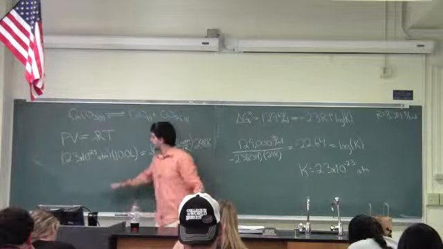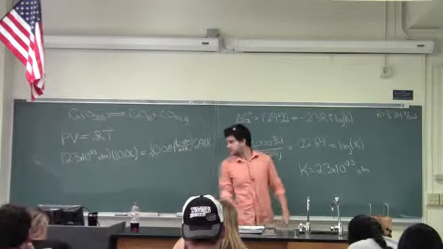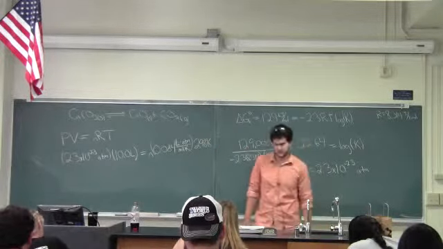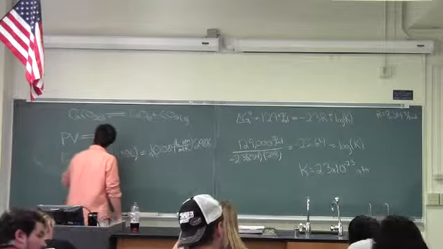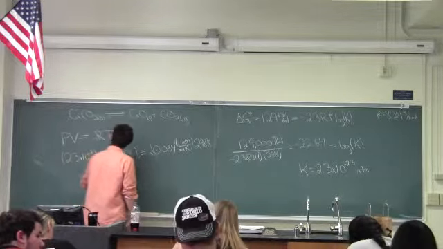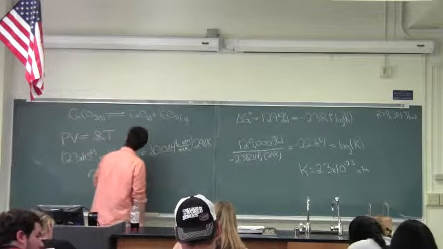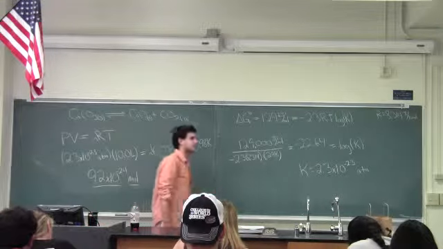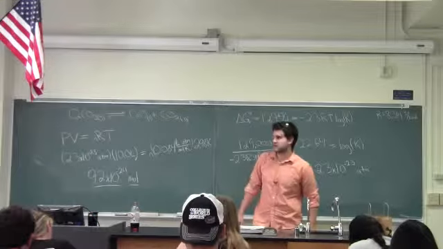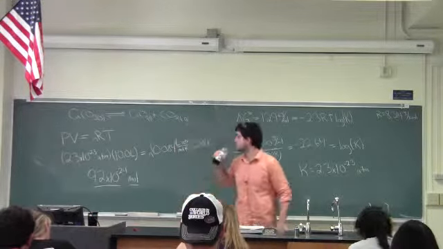So, could somebody go through and solve this for me? 9.2 times 10 to the minus 24 moles from PV equals nRT, going all the way back to the stuff we swore we'd never have to remember.